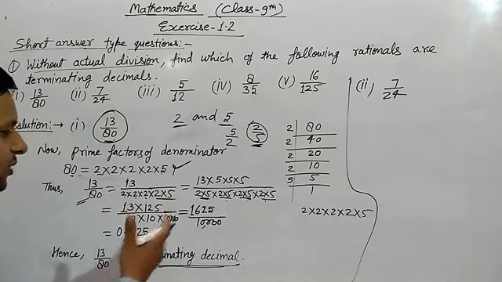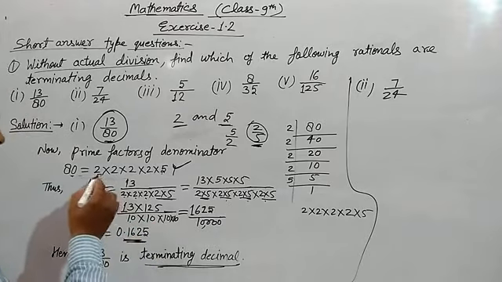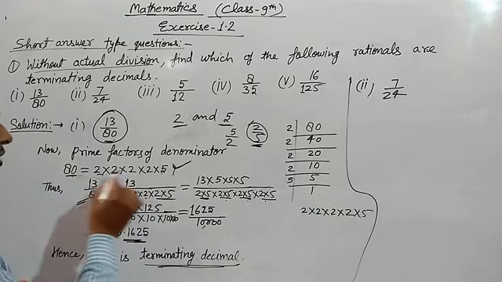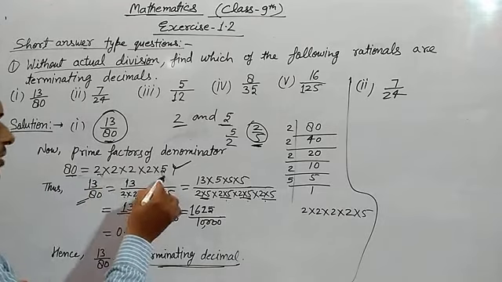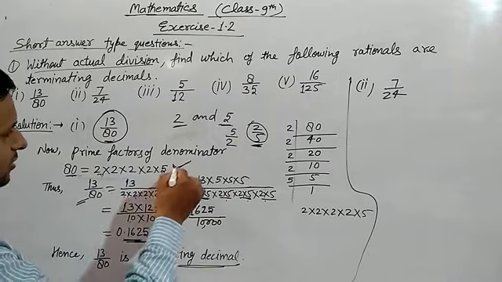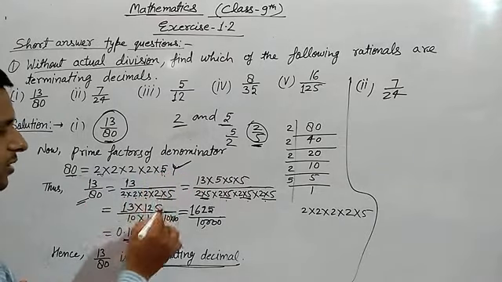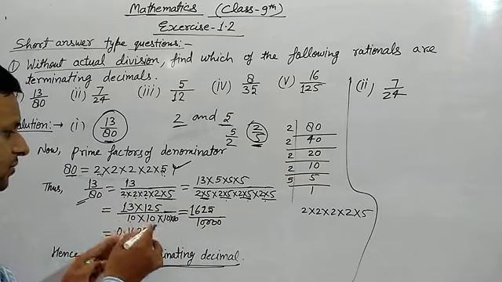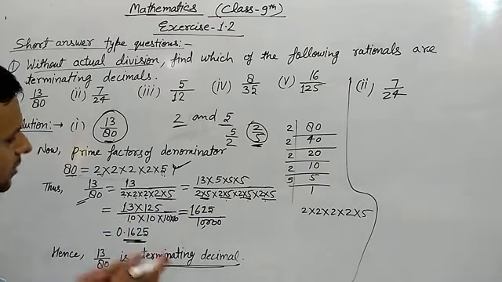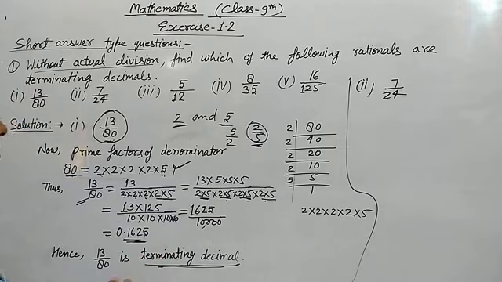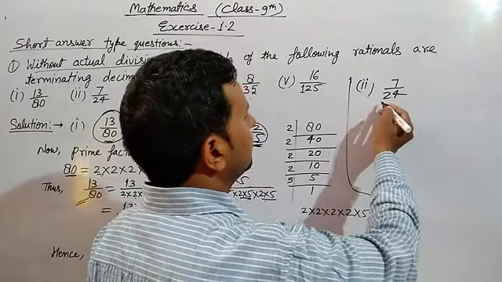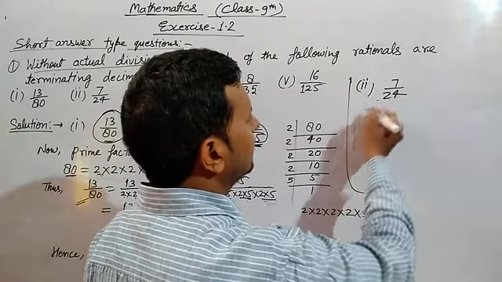But how can we say without dividing here? When 80 is factorized, it is in the form of 2 and 5. So we can say this is a terminating decimal. No need to solve it, but I have shown here that you can solve in this way and say it is a terminating decimal. Same here, there is no need to solve. We can only factorize the denominator.